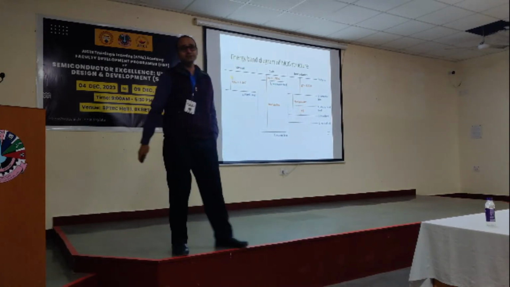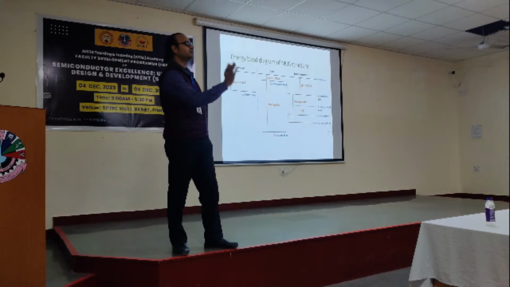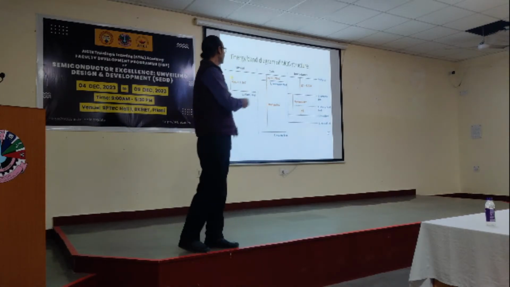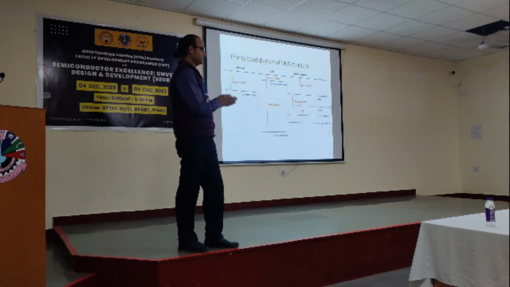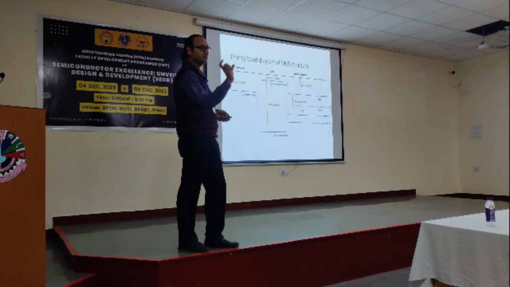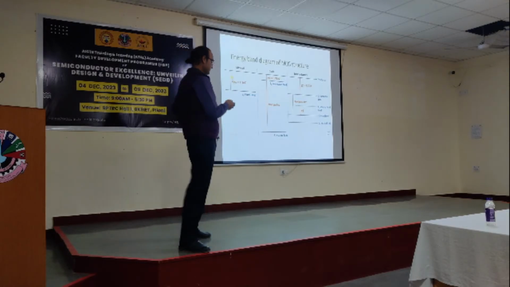I hope this concept is clear, right? At the surface only, the distance between the valence band and the Fermi level will increase. Away from the surface, the effect will be neutralized. To be very specific, it depends upon the depletion width, up to where the surface is depleted.